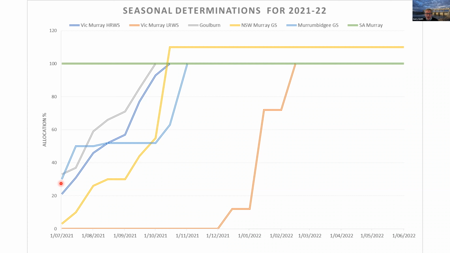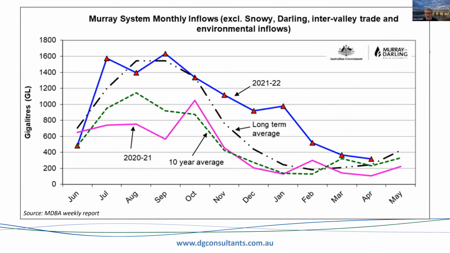Now, we've had a look at what the shape of these curves were for Goulburn and for the Murray, and what happened. Let's look at how that links up to the inflows that were generated in the water to make that all happen. So here's the Murray inflows, and you might recall this from the previous webinar.